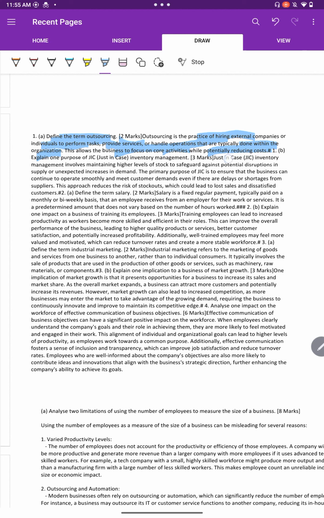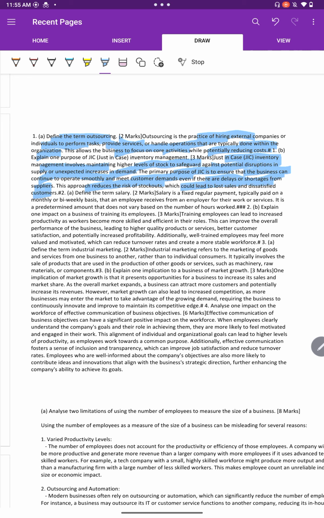So JIC management involves maintaining higher levels of stock to safeguard against potential disruptions in supply or unexpected increase in demand. The primary purpose of JIC is to ensure that business can continue to operate smoothly, meet customer demands even if there are delays or shortages from suppliers. This approach reduces risk of stockouts, which could lead to lost sales and dissatisfied customers.